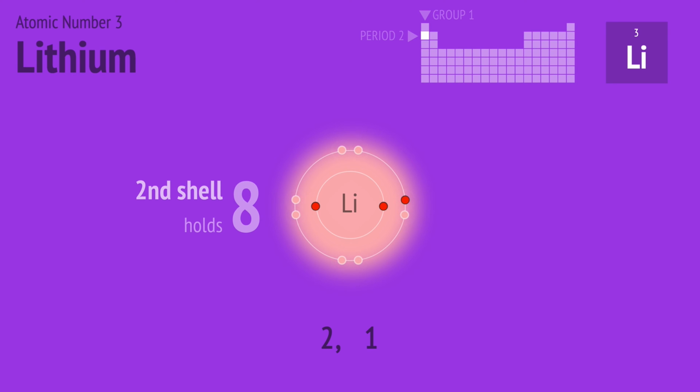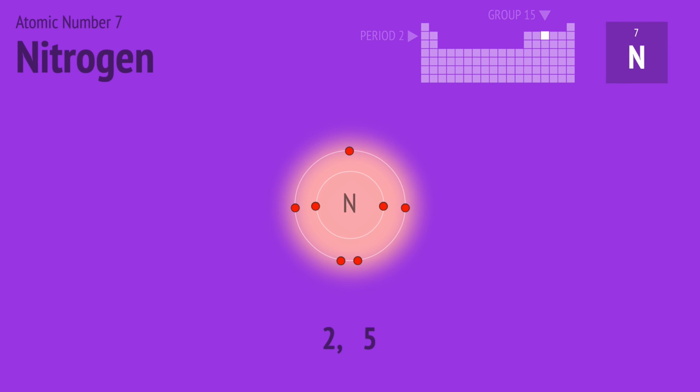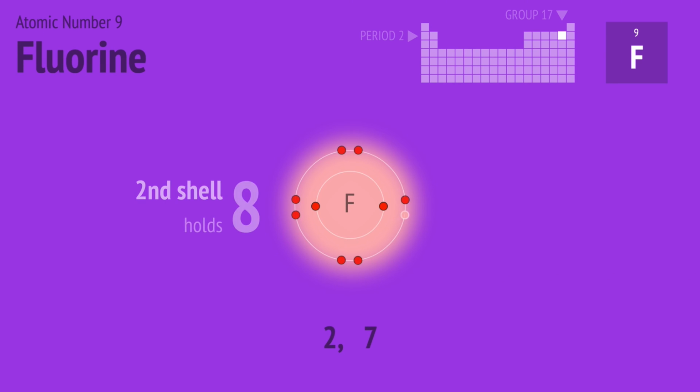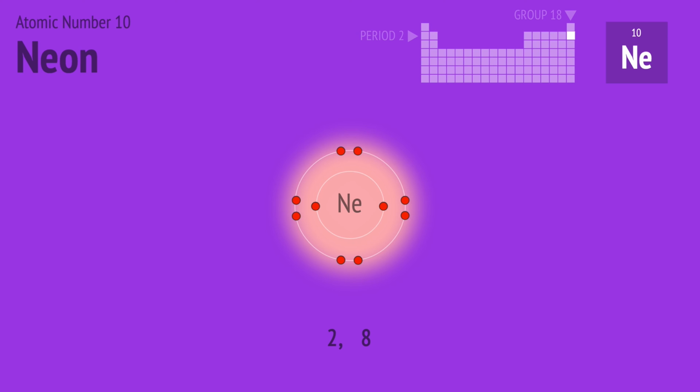Remember that the second shell holds up to 8 electrons. So the next 7 elements in period 2 will continue to fill this shell. Beryllium 2, 2, boron 2, 3, carbon 2, 4, nitrogen 2, 5, oxygen 2, 6, and fluorine 2, 7. At this point, the second shell can only hold 1 more electron. Neon completes this shell with its 10 electrons arranged 2, 8.